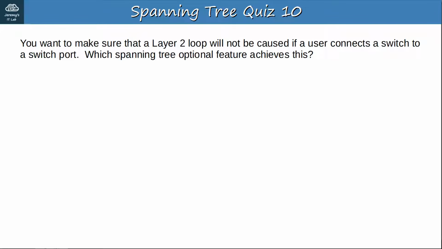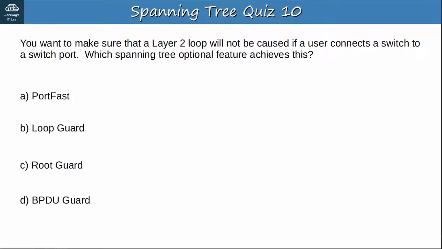You want to make sure that a layer 2 loop will not be caused if a user connects a switch to a switch port. Which spanning tree optional feature achieves this? A. Portfast. B. Loop guard. C. Root guard. Or D. BPDU guard. Pause the video to think about your answer.